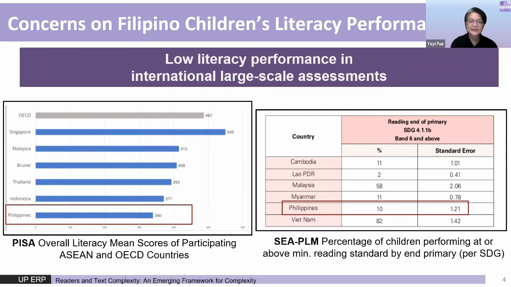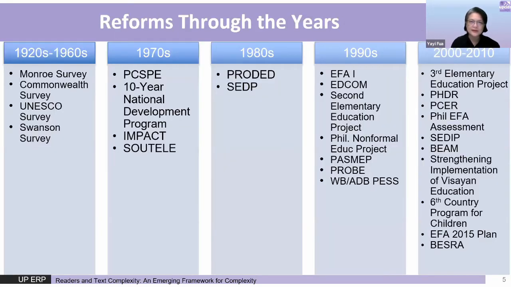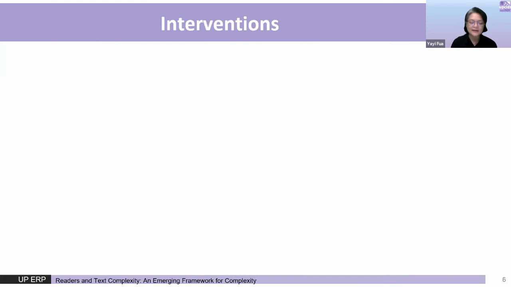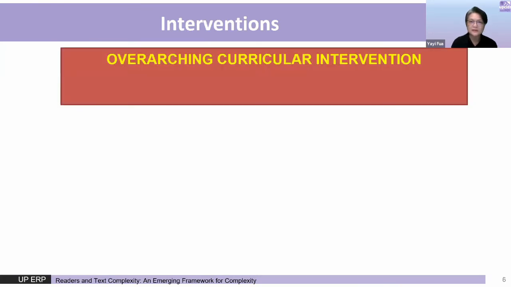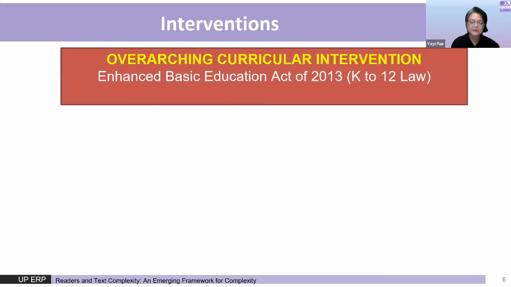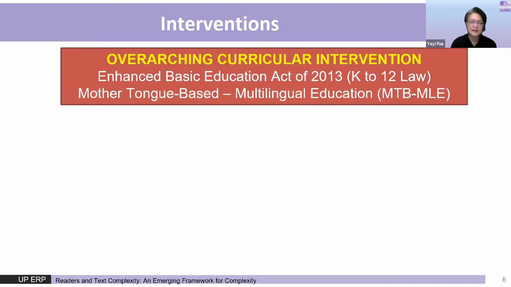Attempts at instituting reforms have been done throughout the past decades. A review of these reforms from the 1920s all the way to 2010 is outlined in the report of Bautista, Bernardo, and Ocampo in 2010. But the most massive reform in the Philippine educational system happened with the enactment of the Enhanced Basic Education Act of 2013, or the K-12 law. New curricular frameworks were developed by the Department of Education. For kinder to grade 3, the most significant aspect of the reform was the shift to mother tongue-based multilingual education, or MTB-MLE, mandating the use of the learner's mother tongue as medium of instruction.